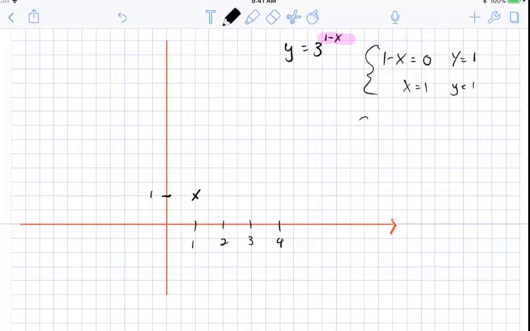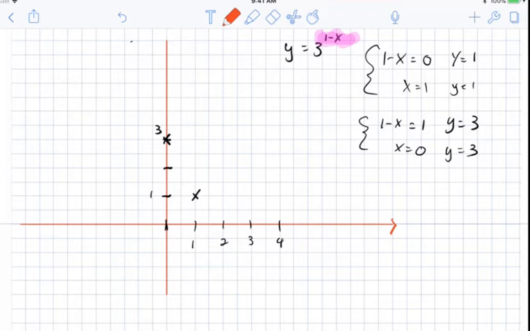The second thing I want to know is where the input to the exponential is equal to 1, because I know that at that point y will equal 3. That's going to happen when x is equal to 0. So I know when x is equal to 0, y is equal to 3. Then you just connect the dots with the graph of the appropriate shape. It's going to have a horizontal asymptote to the right and blow up to the left.